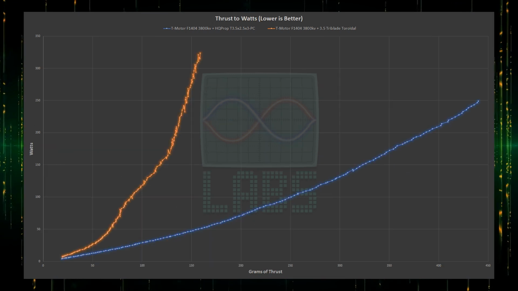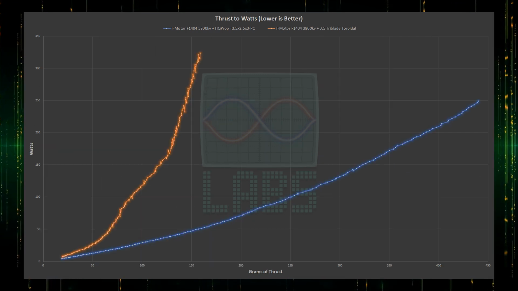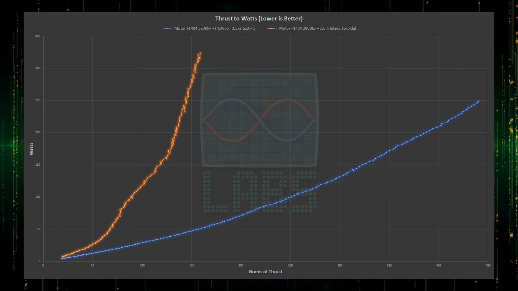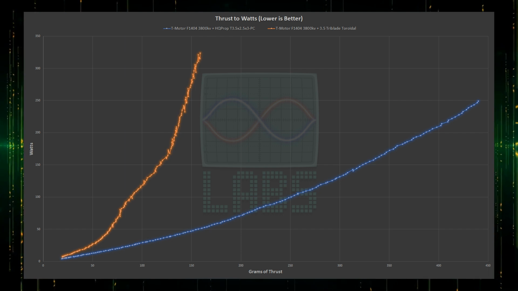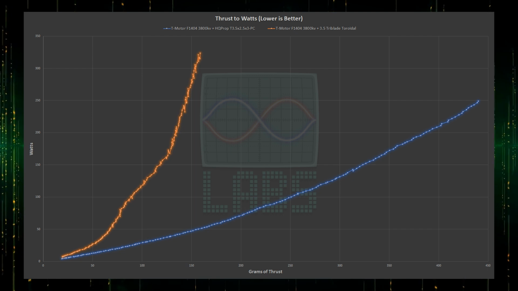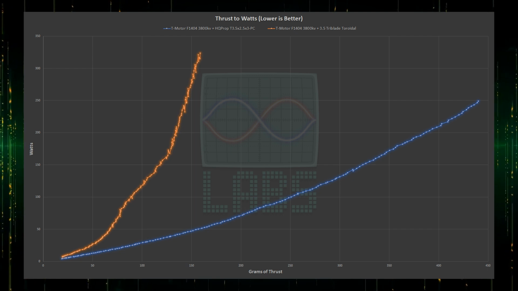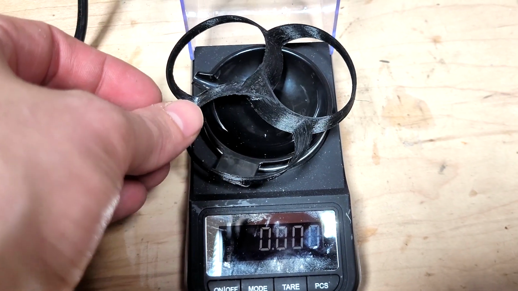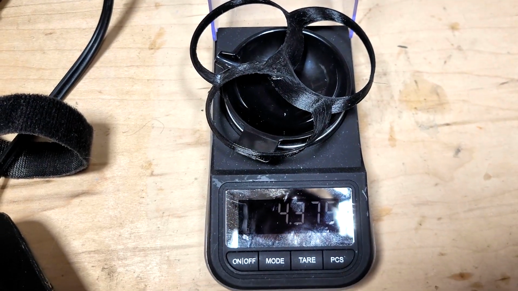Looking at watts of power per gram of thrust, this chart is horrifying to look at. This propeller clearly isn't viable on this motor, and I'm not even going to bother charting the spin up time because I could hear when testing it took forever to spin up. The propeller is extremely heavy at 4.375 grams each, so this is not at all surprising.